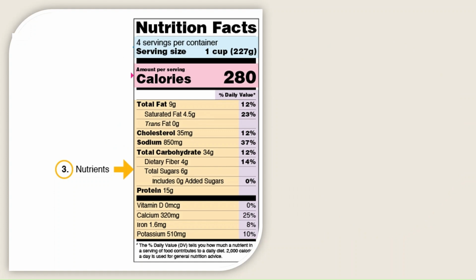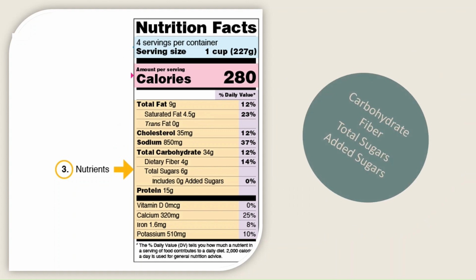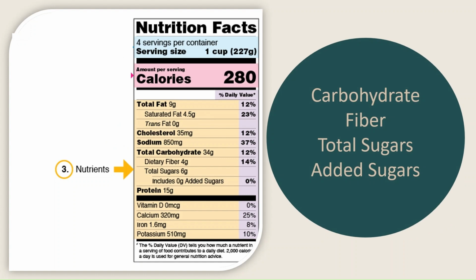Total carbohydrate is the next nutrient listed. You will see how much of the carbohydrate comes from fiber and total sugars. The amount by the total sugars includes both naturally occurring sugars found in many nutritious foods such as fruit and milk, as well as added sugars that are added during the processing of the food. These added sugars can include sucrose, honey, syrups, and concentrated fruit. If you subtract added sugars from the total sugars, you will get the amount of naturally occurring sugars.